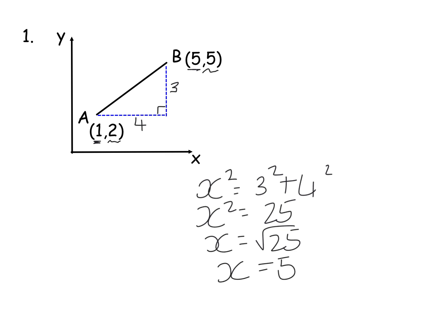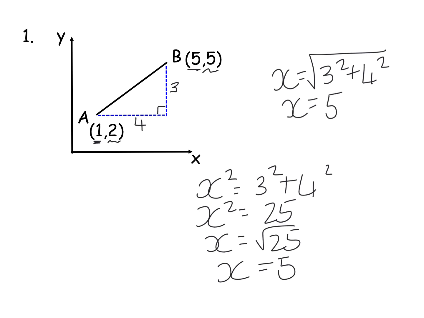You might even go one step further and just go straight to saying, well, x is the square root of 3 squared plus 4 squared, which is kind of what we maybe do at Higher to save a wee bit of time. And then that just goes straight to 5 because it's the square root of 25. You might even want to put that line in and say it's the square root of 25. Now, this is my fallback way if you forget the actual distance formula.